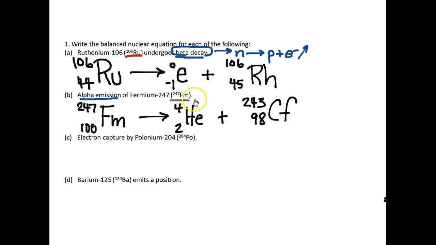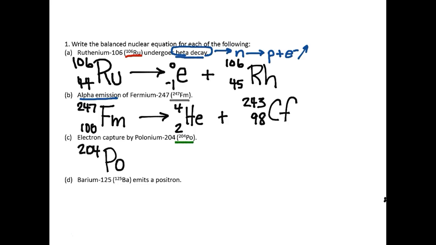Anyway, remember that the numbers, the superscripts over here, 243 and 4, need to add up on the right-hand side to whatever is on the left-hand side. So 243 and 4 plus should add up to 247. 98 and 2 adds up to 100. So you can use that to verify the answer. We looked up in the periodic table that element 98 is californium. So this is the finished nuclear reaction.